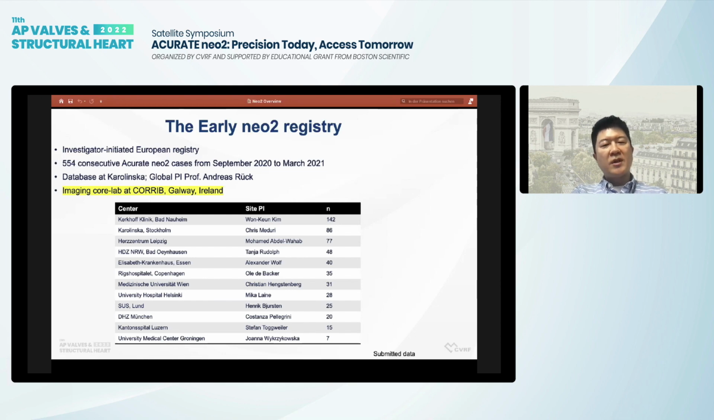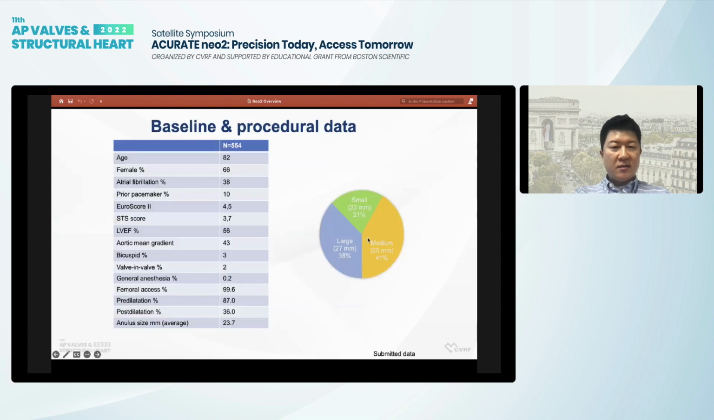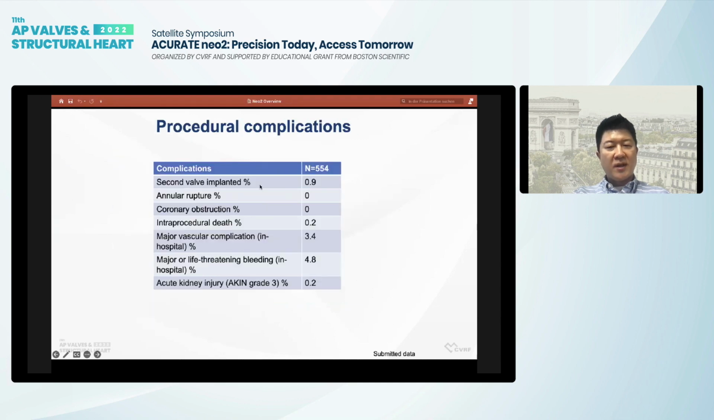Now I would like to show you some data with the Neo2, which really impressively demonstrates the improvement in terms of PVL. So these are the very first implantations which were done in Europe, 550 cases, and I think it's very good that all the images were core lab adjudicated at CORE, and you can see that here are the baseline characteristics. See the distribution of valve sizes. Complications were very low. Annular rupture 0, coronary obstruction 0, very low rate of acute kidney injury.